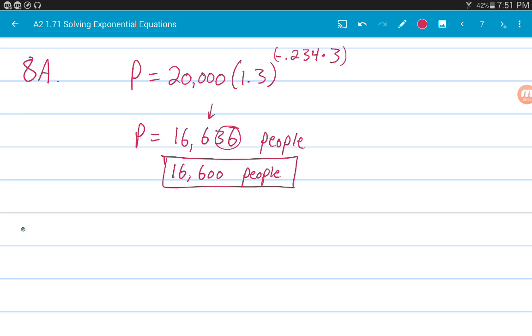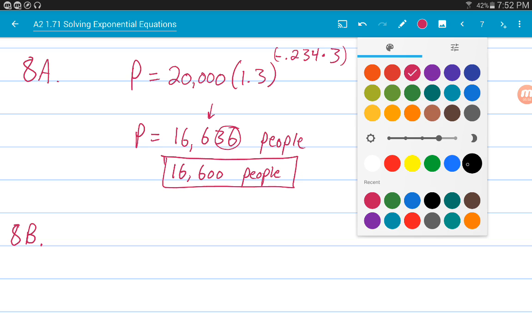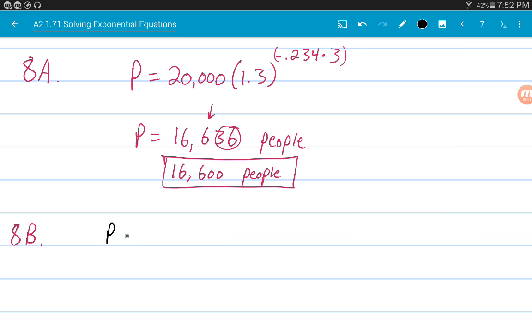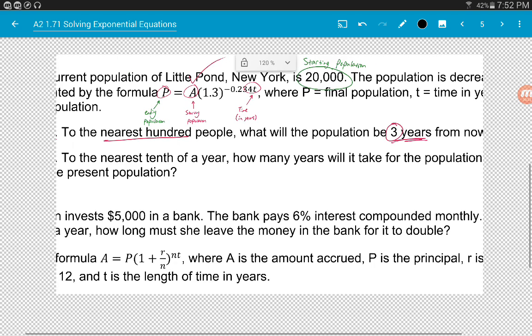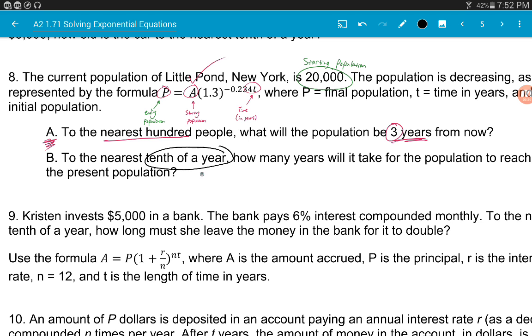Okay, now for part 8b, I'm going to start with the same equation. My final population is equal to my initial population, which is still 20,000, times 1.3 raised to the negative 0.234 t. So what I need to do is see what they want for part B. They say to the nearest tenth of a year. Okay, so they want me to find t.